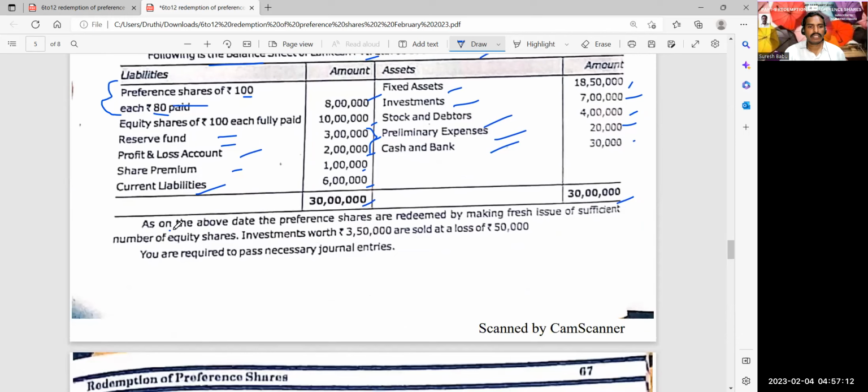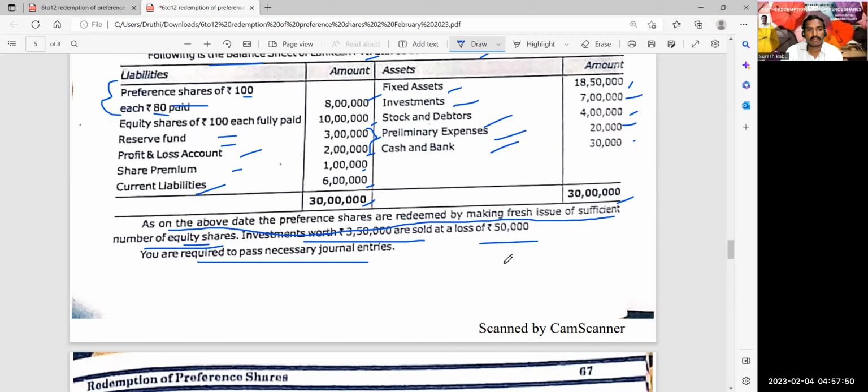What is the condition? As on the above date, the preference shares are redeemed by making fresh issue of sufficient number of equity shares. What are they saying? Okay. See, this we are not ensuring at all. So they're asking us, as on the above date, the preference shares are redeemed by making fresh issue of sufficient number of equity shares. Investment worth rupees 3,50,000 are sold at a loss of 50,000 rupees. You are required to pass the necessary journal entries.